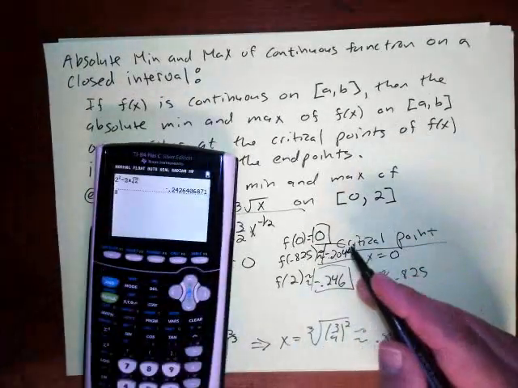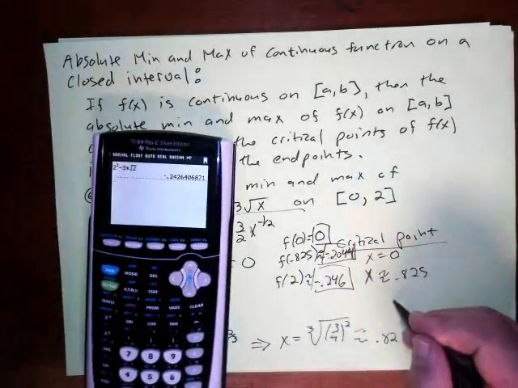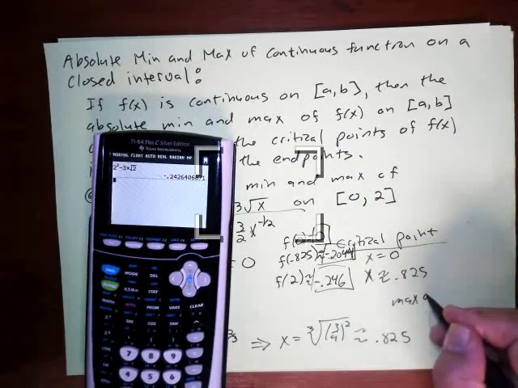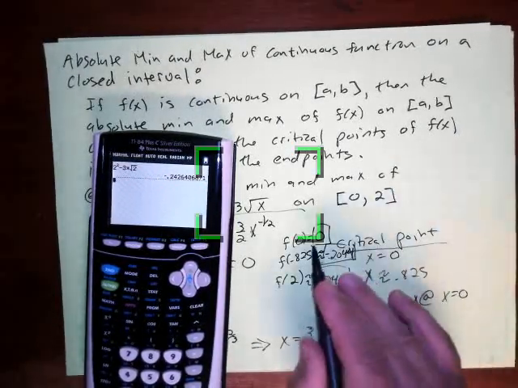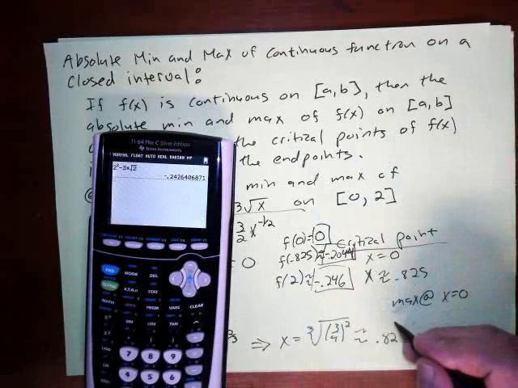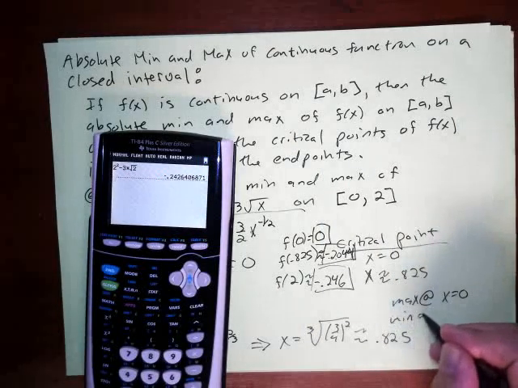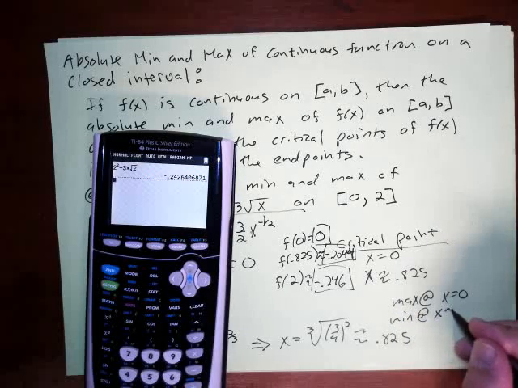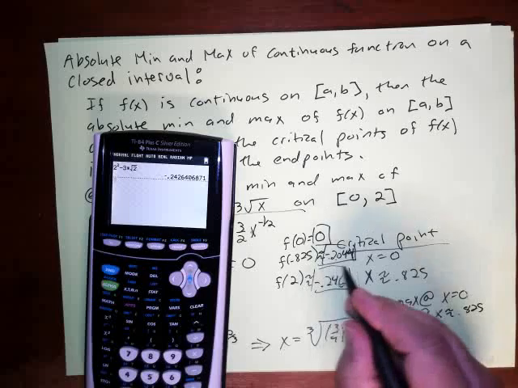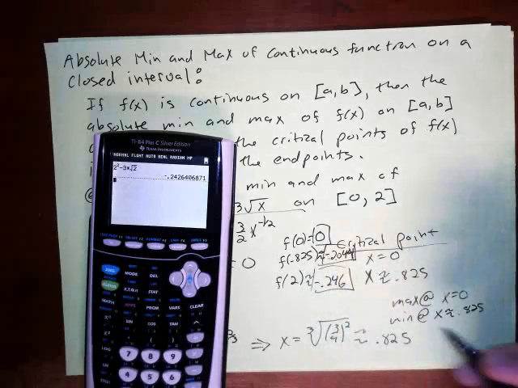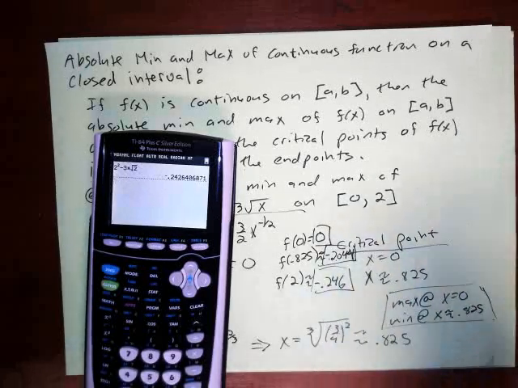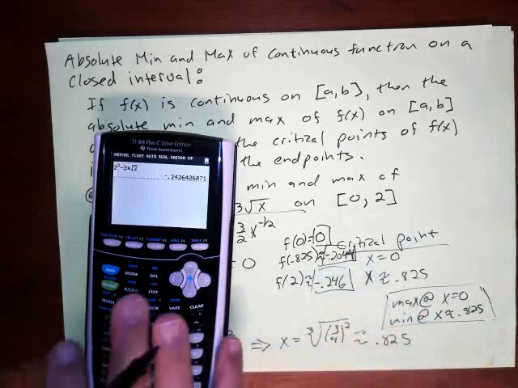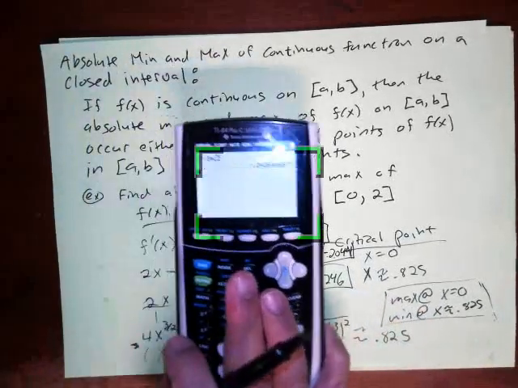And so if you look at this, it looks like the max occurs at x equals 0, and it is 0. And the min is going to occur at x approximately 0.825, and it's negative 2.044. Those are going to be the global min and global max, and then that other endpoint is neither.